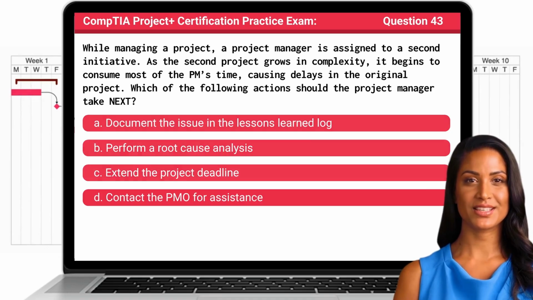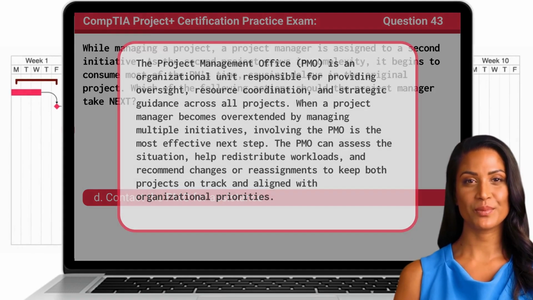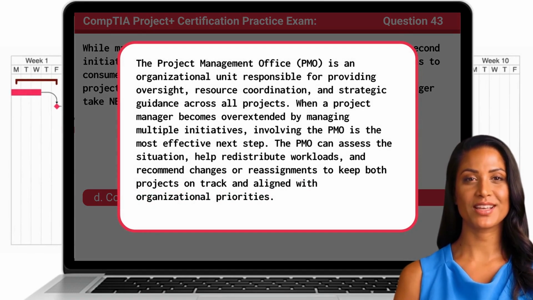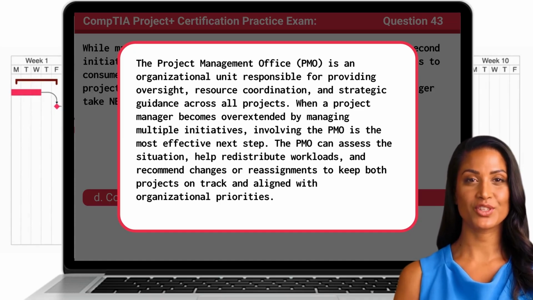The answer is D. Contact the PMO for assistance. The Project Management Office, or PMO, is an organizational unit responsible for providing oversight, resource coordination, and strategic guidance across all projects. When a project manager becomes overextended by managing multiple initiatives, involving the PMO is the most effective next step. The PMO can assess the situation, help redistribute workloads, and recommend changes or reassignments to keep both projects on track and aligned with organizational priorities.